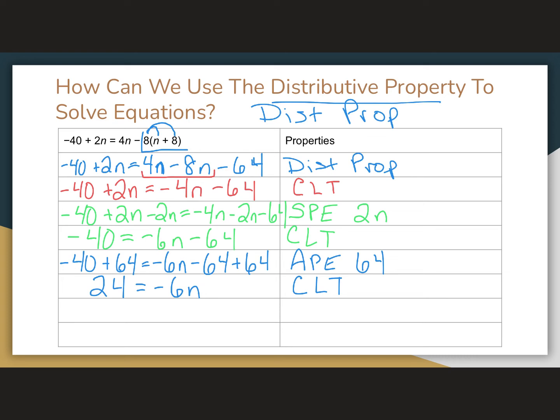Next, I am going to use my division property of equality, DPE, and divide by negative 6. So I have 24 divided by negative 6 equals negative 6n divided by negative 6. Then I'm going to simplify. 24 divided by negative 6 is negative 4, equals n. And there's my answer. It's not that hard. It's a lot more steps now, but all we're doing is the same things we've done before. Let's try another example.